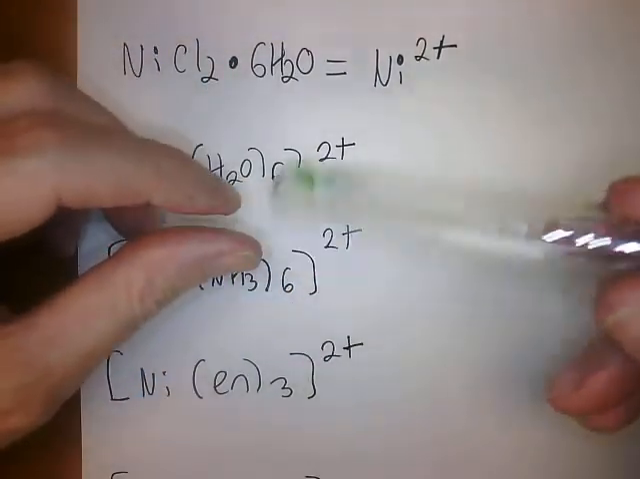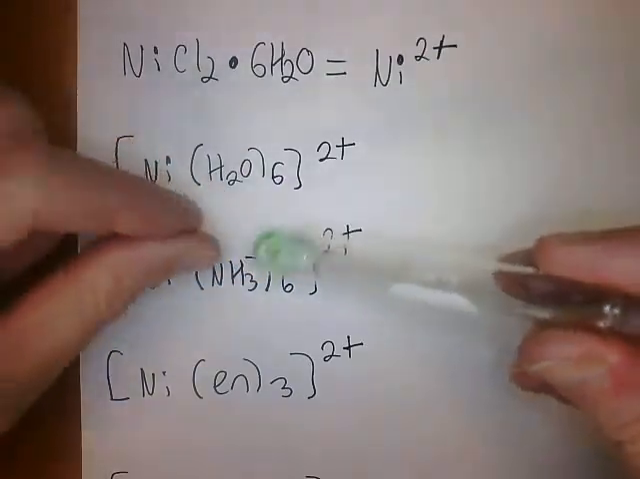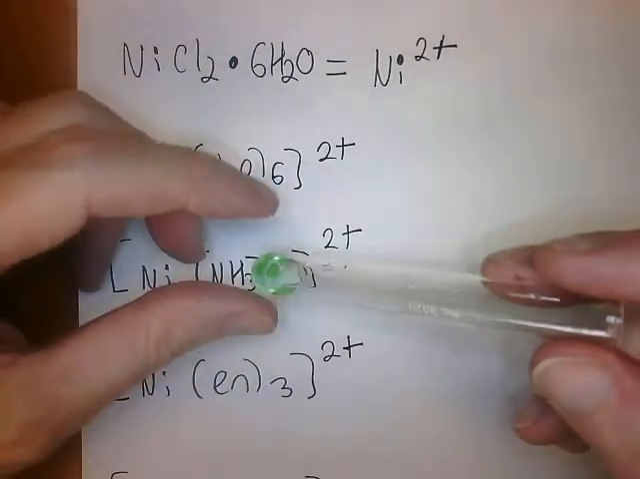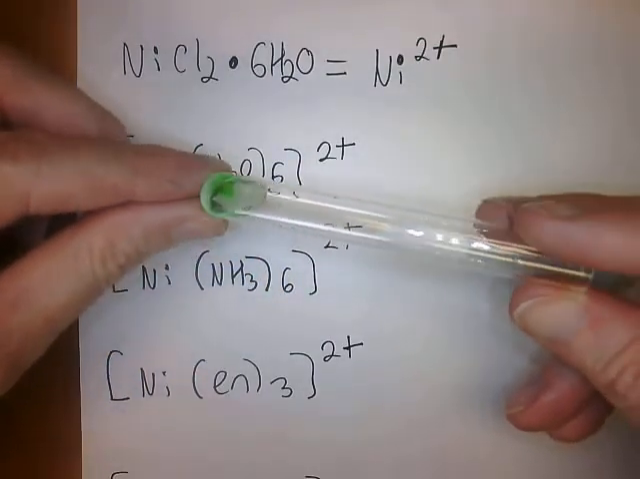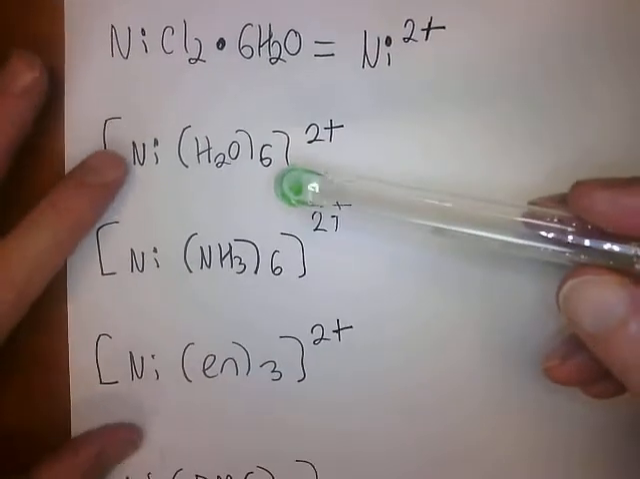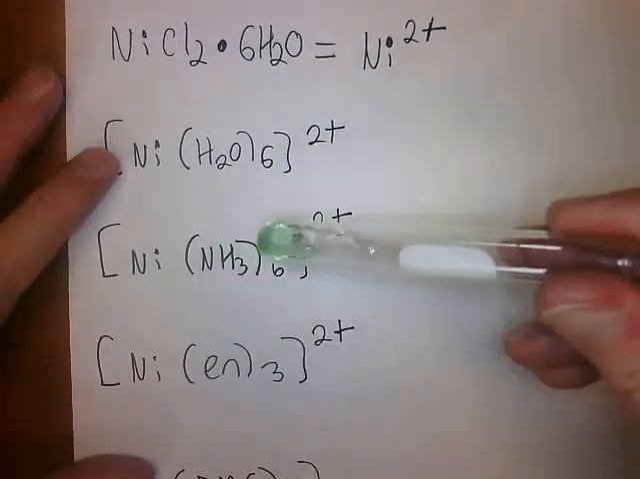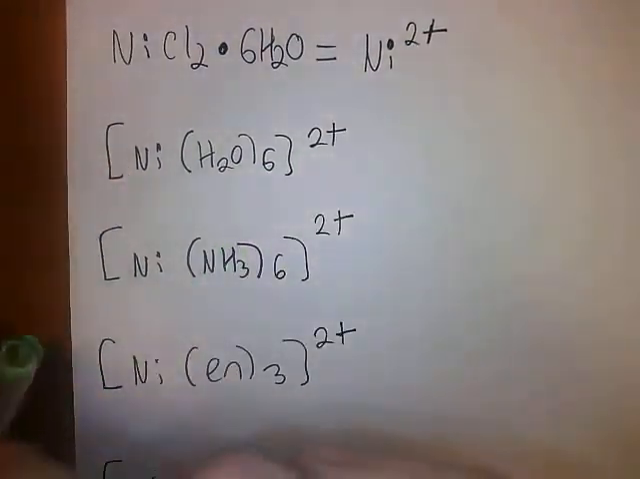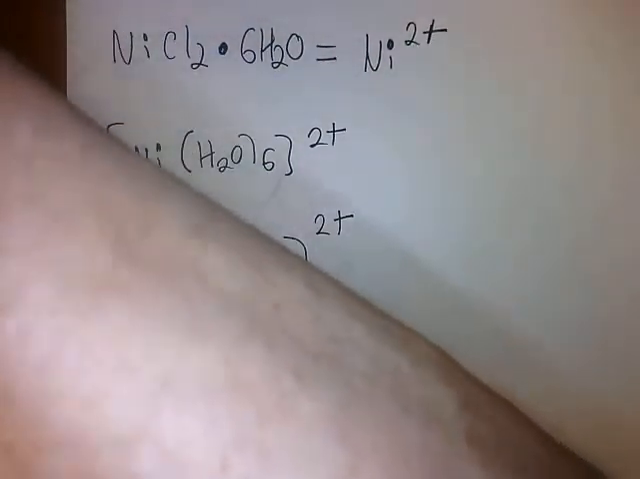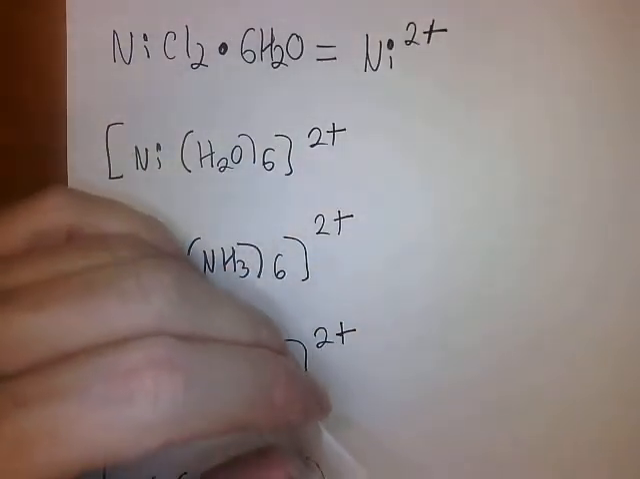Alright, and big surprise, the green, no real color change when we dissolve it up in water, because it was basically the hexaaquo ion in the solid state. So dissolving it up in water doesn't really change the color. Alright, so that's the hexaaquo ion. That's green in color.